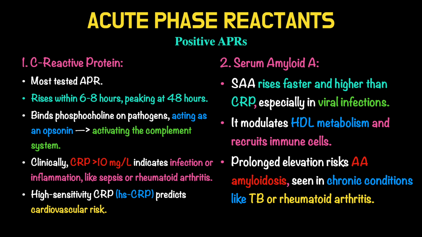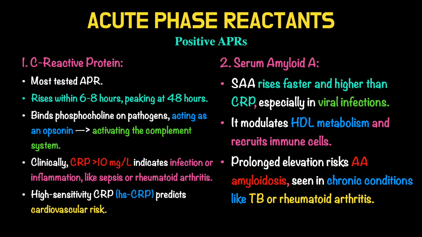Clinically, CRP greater than 10 mg per liter indicates infection or inflammation, like sepsis or rheumatoid arthritis. High sensitivity CRP, hsCRP, is a type of CRP. It predicts cardiovascular risk. So this is very high yield. You have to remember at least this one most importantly, right?